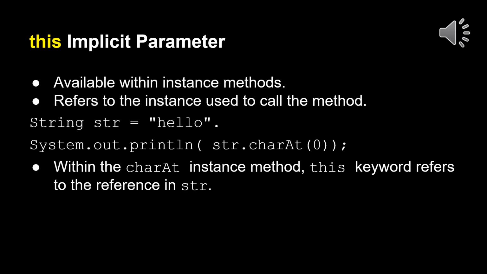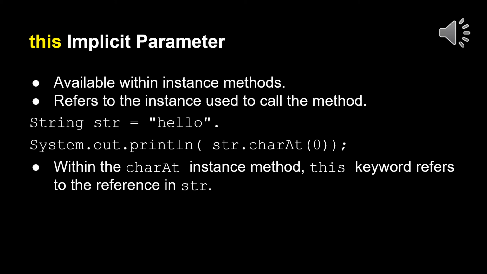So this implicit parameter. Basically what we're going into now is the difference between static methods and non-static methods. For objects, in this context, this implicit parameter exists within all non-static methods, also referred to as instance methods. Let's look at the example given.